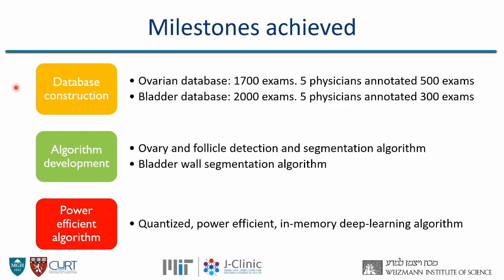The first milestone that we have achieved is constructing an ovarian database with 1700 ultrasound exams. 5 physicians have reviewed and annotated 500 exams. The second database that we constructed was related to bladder, and we had 2000 ultrasound exams, out of which 300 exams have been annotated by the 5 physicians. We have also developed algorithms which can detect ovary and the follicle and segment the ovary and the follicle boundaries. And we have also developed algorithms which can segment the bladder wall.